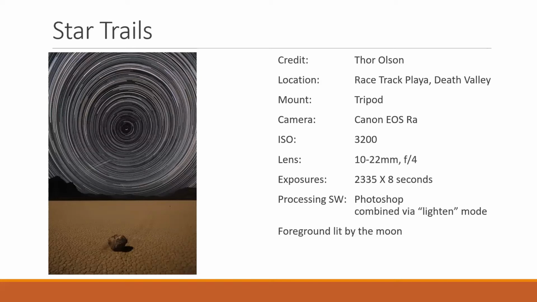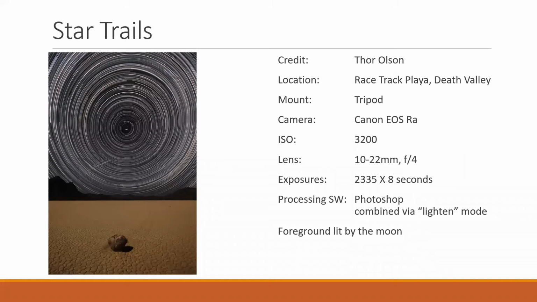This is a picture taken by Thor Olsen, and it's star trails. Basically, he set the camera on a tripod, pointed it at the sky, and started snapping pictures. In this category, along with the first couple of categories that we're going to cover, the foreground is just as important to the picture as the sky. This particular image was taken in Death Valley, and in the foreground is a lone rock with its path as it traveled across the desert.